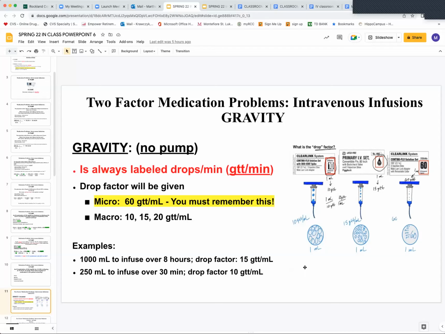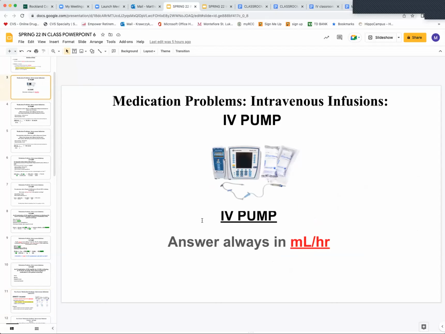So these drop factors basically mean if it says the drop factor is 10, that means it takes 10 drops to make 1 milliliter. If it says the drop factor is 20, that means it takes 20 drops to make 1 milliliter. So I wanted to just review those two things. So again, if you are answering a question and it says that they want the flow rate, the infusion rate through an IV pump or via an IV pump, your answer, your wanted, will always be milliliters per hour.